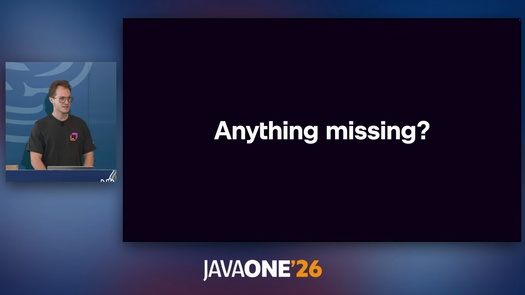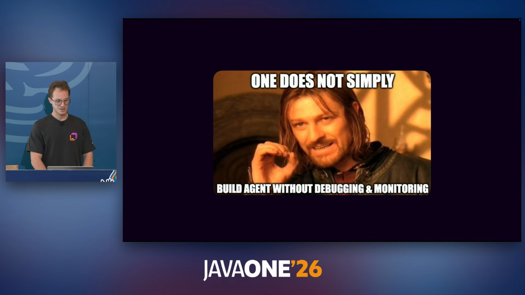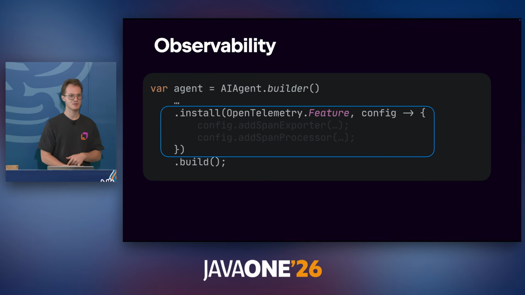So, did we miss anything? Well, of course, you cannot just code the agent and believe that it's going to be working. You have to also be able to debug and monitor in runtime and be on call for your system. And for that, we need to integrate with some observability tooling. Observability is also a feature.